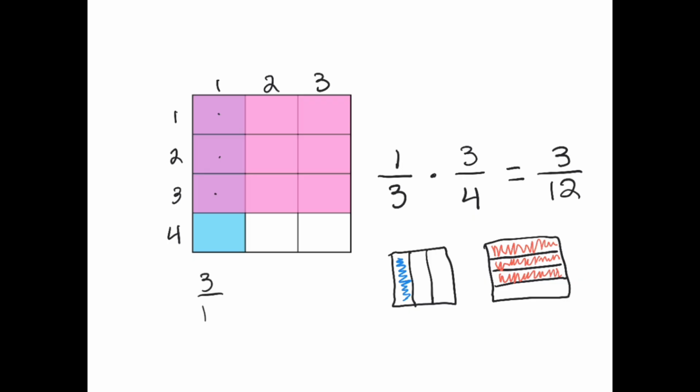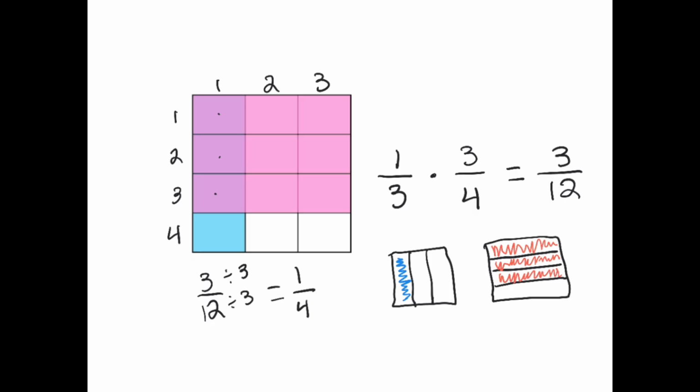And then we can simplify that 3/12. So 3/12, I'm going to write it over here, ran out of room. We're going to divide by 3. And then we will get 1/4. The multiplication sentence that matches this model is 1/3 times 3/4 equals 3/12, which simplifies to 1/4.